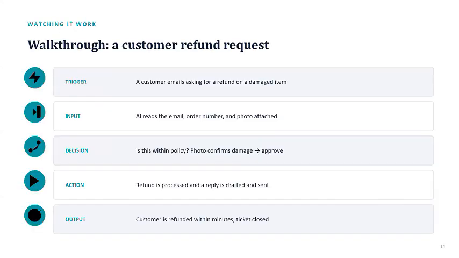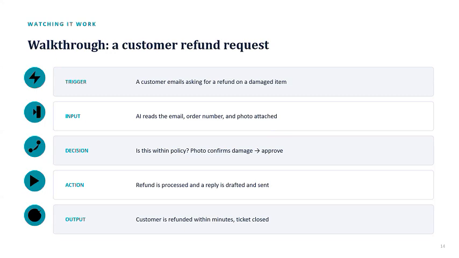Let's look at it in a real world example. A customer email asking for a refund on a damaged item, that's a trigger. Input. AI reads the email, picks out what? The order number, because that's the reference by which we can tell what the price or what the refund will be. Also, the AI picks out the picture to validate if there was really a damage or not.